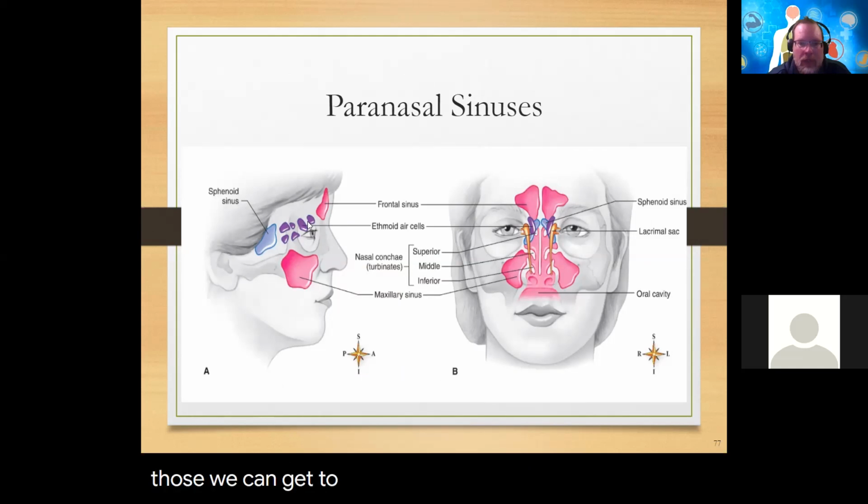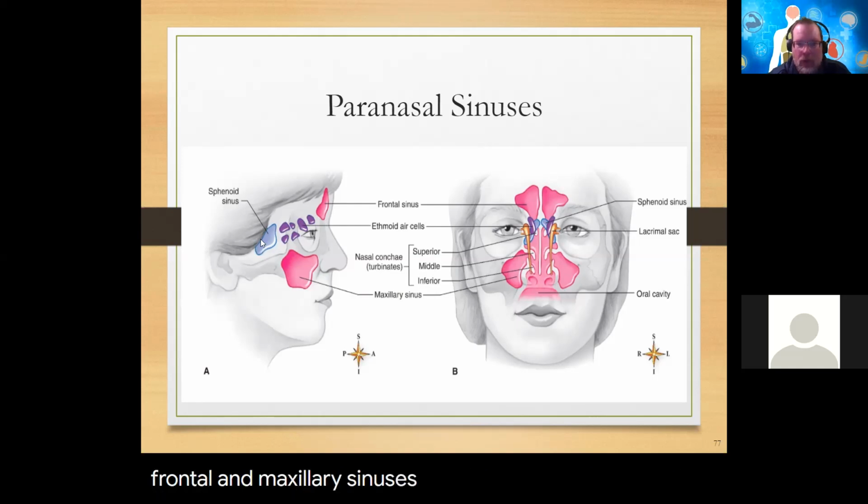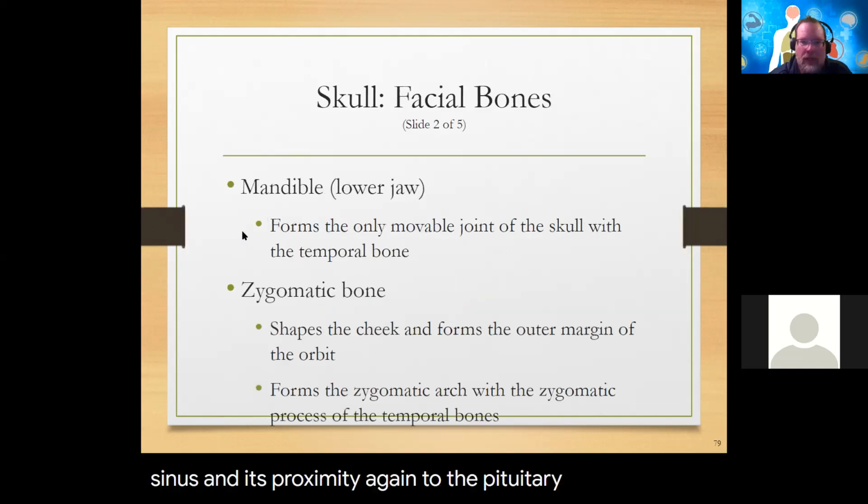And then the ethmoid air cells, or ethmoid sinuses, again a little bit more posterior to the frontal and maxillary sinuses. And we saw that sphenoidal sinus and its proximity, again, to the pituitary gland.